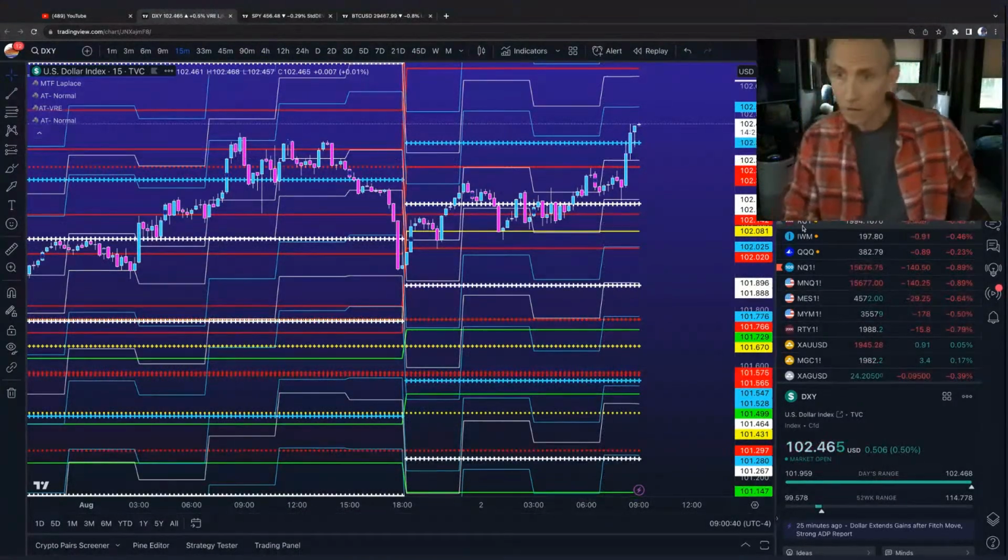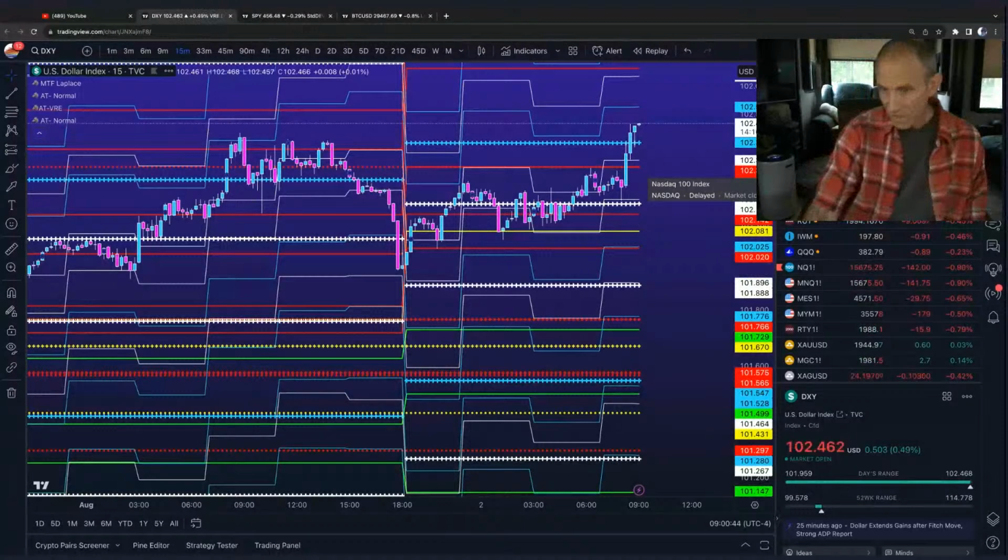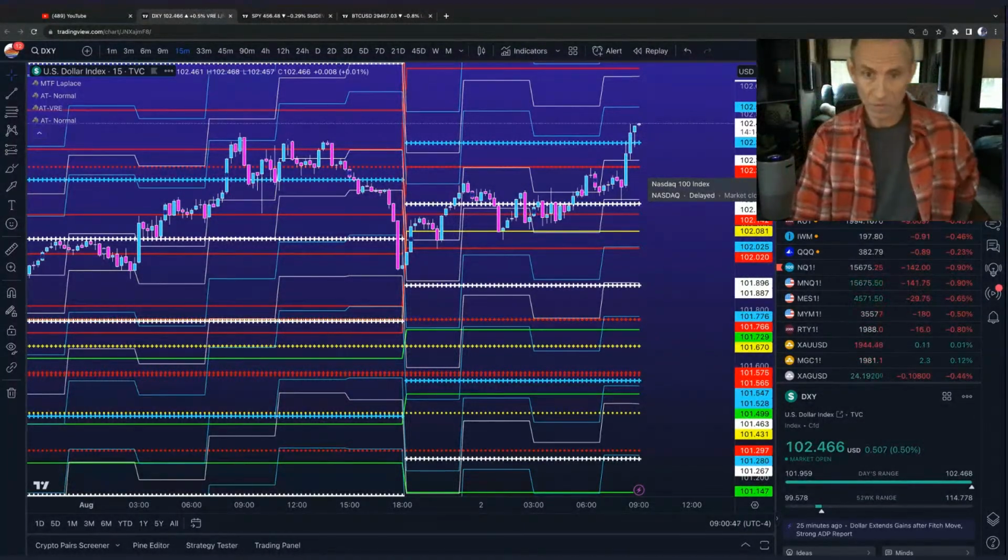Let's take a peek. Damn, VIX popped. VIX popped almost 10%. I thought I really cared too much about VIX.